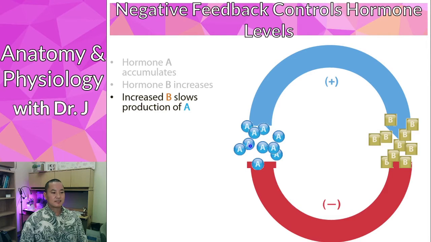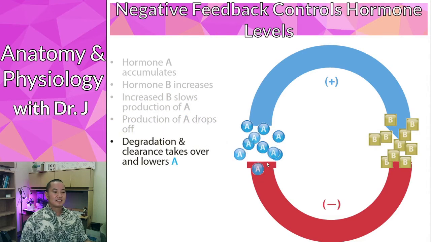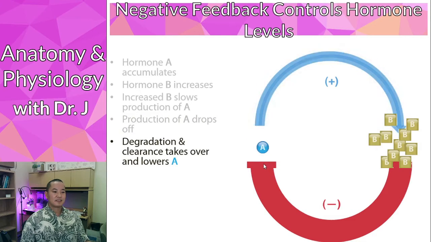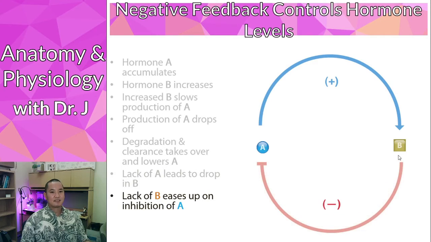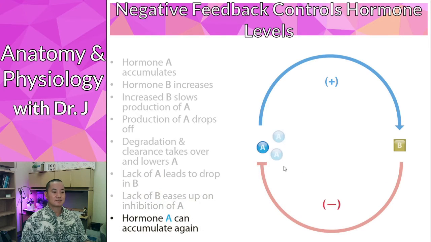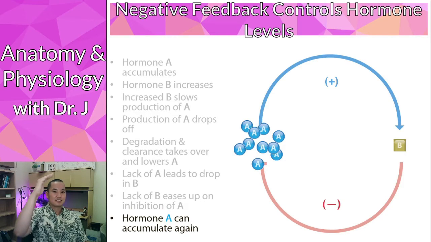As you apply the brakes harder to A, A starts to drop off as the hormone clears and degrades from the body. When you have lowered the concentration of A, you also lower the concentration of B. So B is going to drop off as well. But as B decreases, now the brakes ease up on A, and A is free to accumulate again. So A was increasing, then dropped off, and now it can increase again.